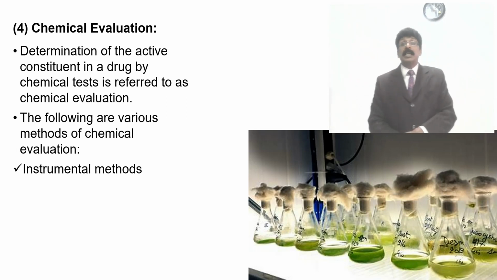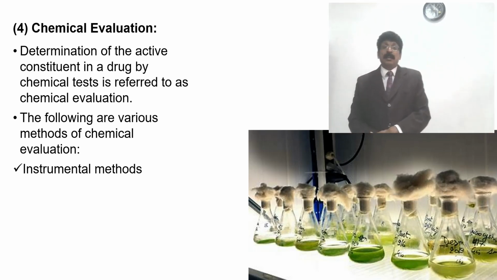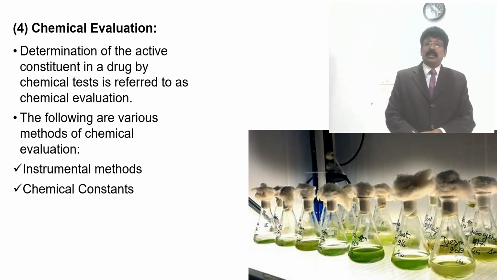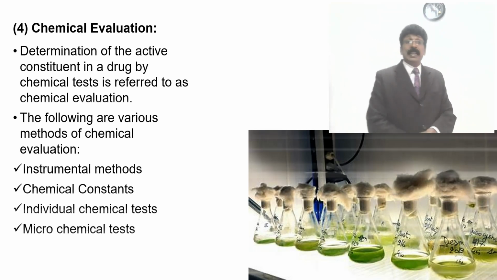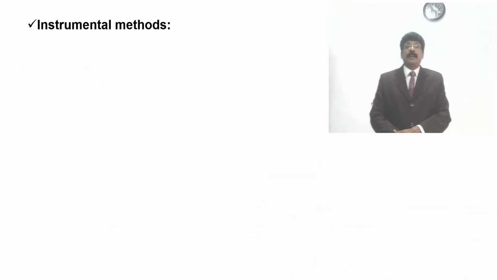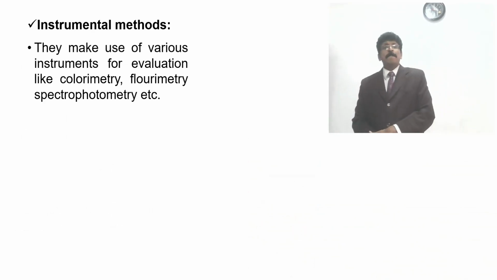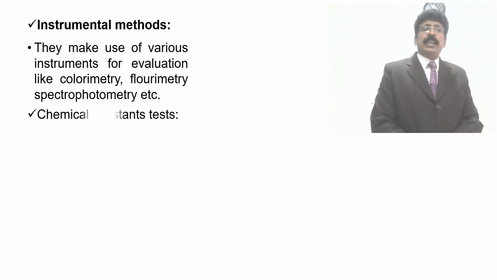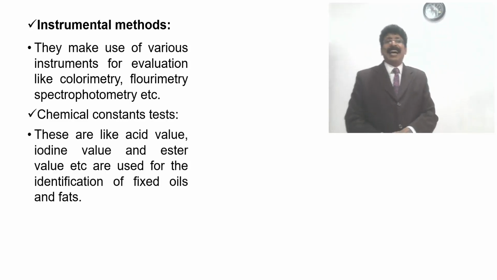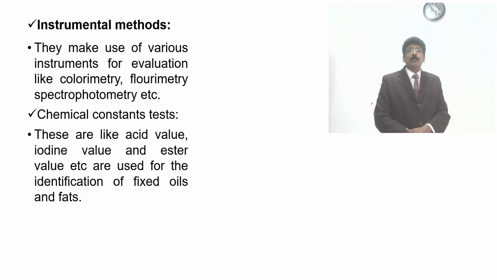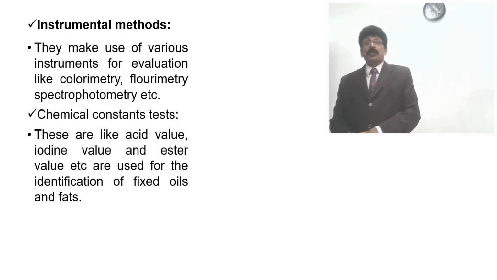These all come under chemical evaluation. Chemical constants, individual chemical tests and microchemical tests are also available for identification. Instruments are used for various evaluations: colorimetry, fluorimetry, spectrophotometry, and chemical constant tests. These are like acid value, iodine value, and ester value, used in the identification of fixed oils and fats. So these all come in the chemical test.